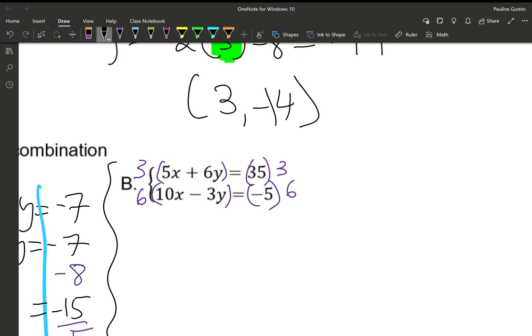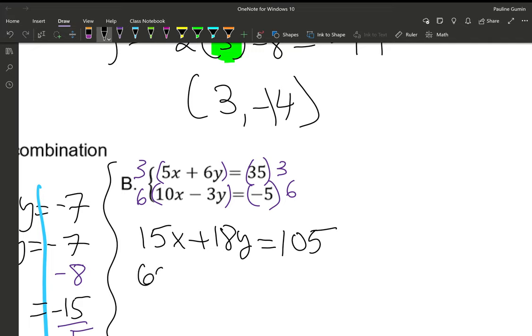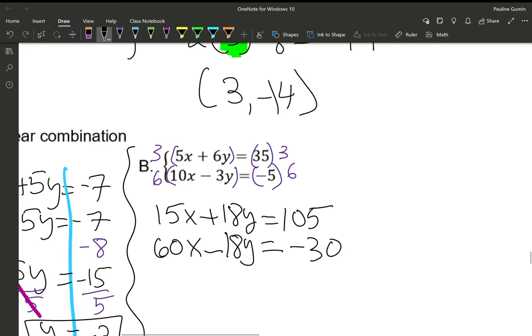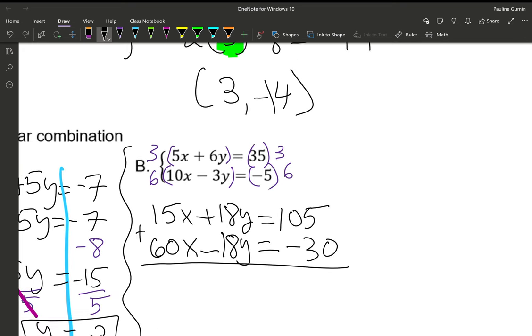Okay, let's rewrite these new equations. 3 times 5x is 15x. 3 times 6y is 18y. 3 times 35 is 105. 6 times 10x is 60x. 6 times minus 3y is minus 18y. And 6 times negative 5 is negative 30. We have opposites. Let's add. We made the y's opposite on purpose, so they're going to cancel. That was the point. 15x plus 60x gives us 75x. And 105 plus negative 30 is 75.